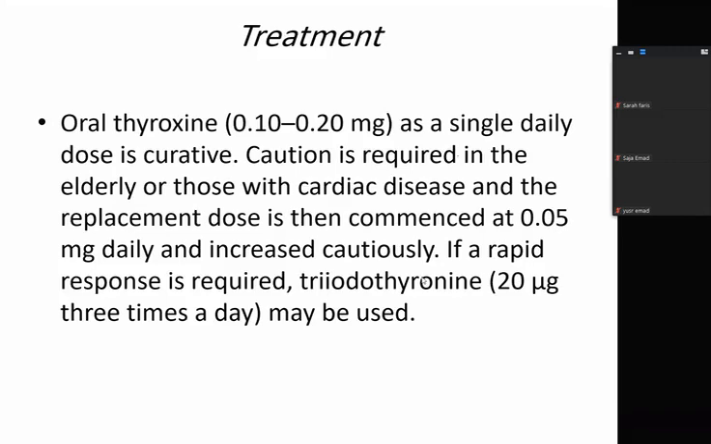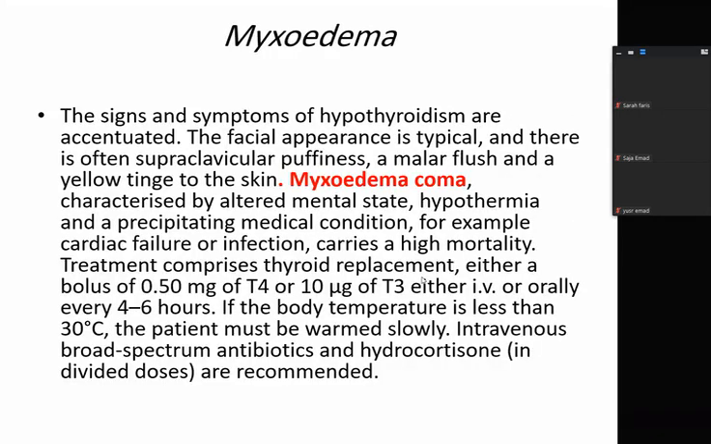Now let's talk about our subject. The emergency of hypothyroidism. When there is severe hypothyroidism, we go into something called myxedema, the hypothyroid coma. The signs and symptoms of hypothyroidism are accentuated. The facial appearance is typical, and there's often supraclavicular fullness, mild flush, and a yellow tinge to the skin.